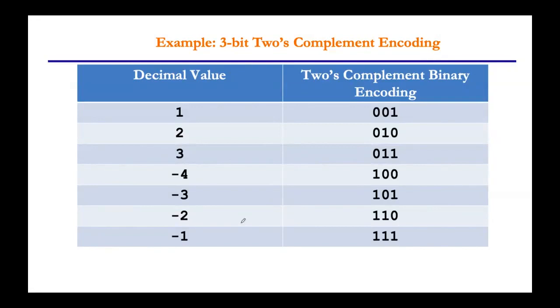A 3-bit 2's complement encoding. With 3 bits, the first bit is your sign bit, and the remaining bits are the number part. For positive numbers, you can see that it is equal to their binary representation. So 1 can be written as 001, where 0 is positive. 2 can be written as 010, but 0 is positive. 3 can be written as 011, encoded with 0 for positive.